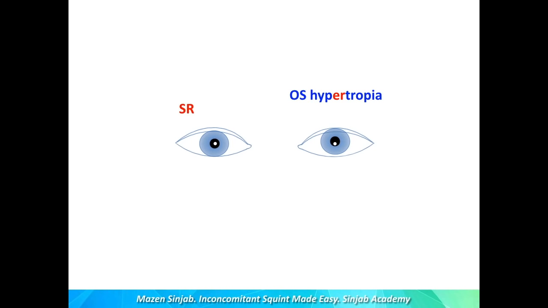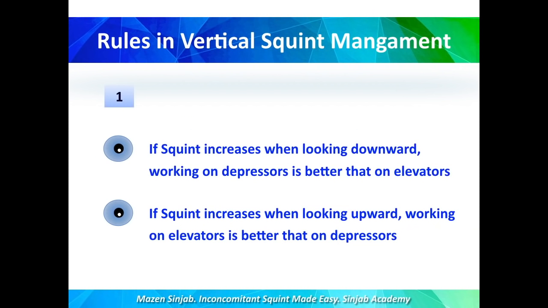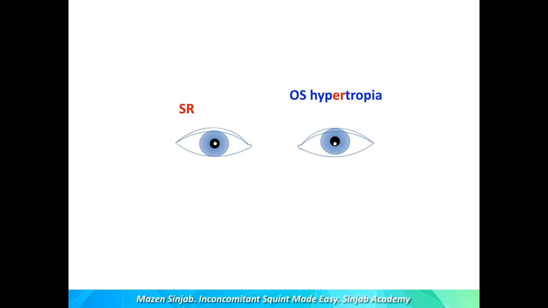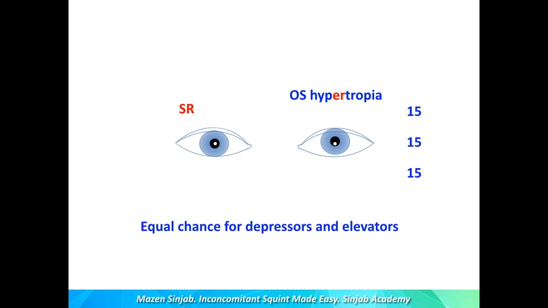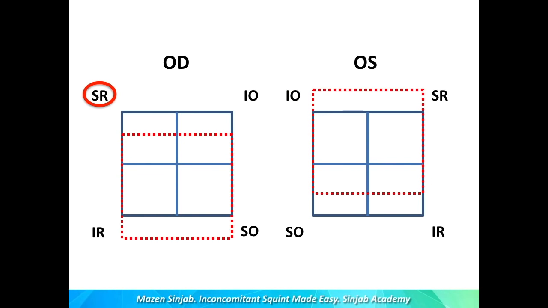Let us go through the rules. I have to measure, of course, the amount of hypertropia in primary position of gaze, up gaze, and down gaze. The patient has 15 prism diopters in the primary position of gaze, 15 prism diopters in up gaze, and 15 prism diopters in down gaze. So we have equal chance for depressors and elevators. It will be equal chance for the three muscles through this rule.